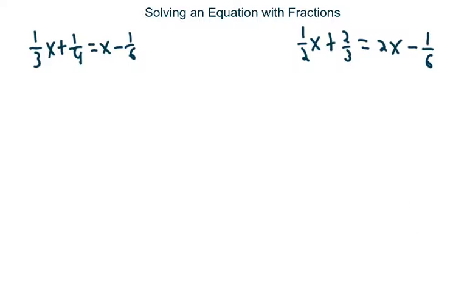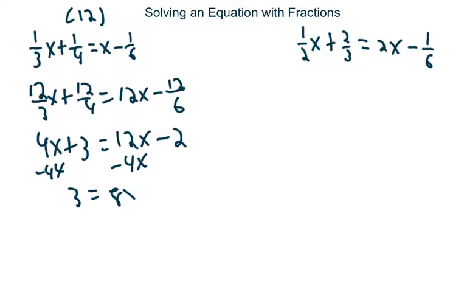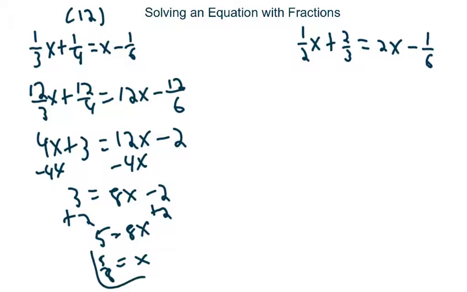Solving an equation with fractions. If I were you, I would do this trick. You multiply the whole thing by 12. So that'll be 12 over 3 x plus 12 over 4 equals 12x, subtract 12 over 6. That'll be 4x plus 3 equals 12x minus 2. Subtract 4x from both sides. 3 equals 8x minus 2. Add 2. 5 equals 8x. X would be 5 over 8.